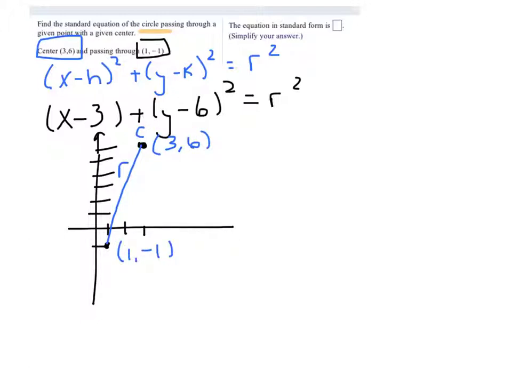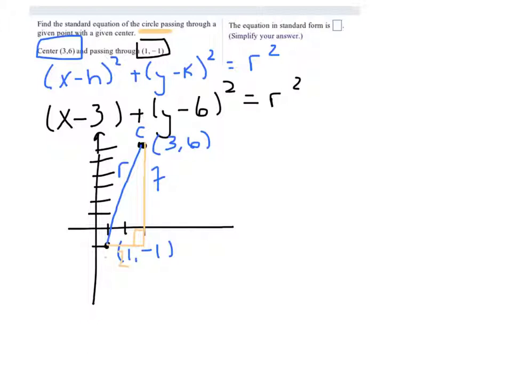Now there's a couple different ways that we can do this. One thing that we could do is drop an altitude down here and realize, oh, I have a nice right triangle. Now the distance from this value of x equal 1 right here to 3 we know is a distance of 2. Now this height right here is 6 above the x-axis and drops 1 below, so this is a length of 7. And then I can use the Pythagorean Theorem.